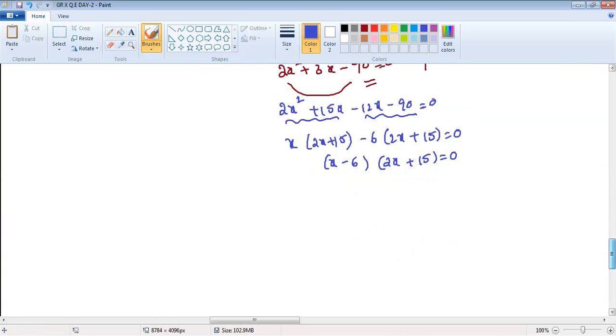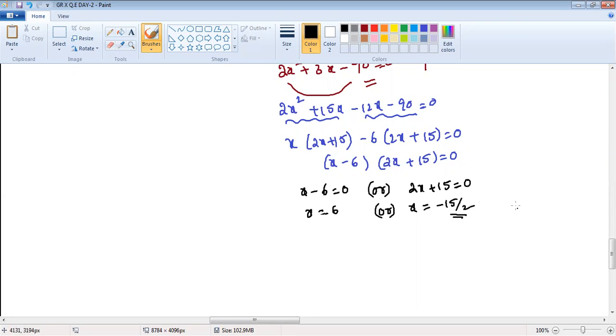See, I said on the top itself, null factor law. What do you say? x minus 6 equal to 0 or 2x plus 15 is equal to 0. Then x equal to 6 or x equal to minus 15 by 2. First of all, minus cannot be possible. And next one, 15 by 2, it is 7.5.